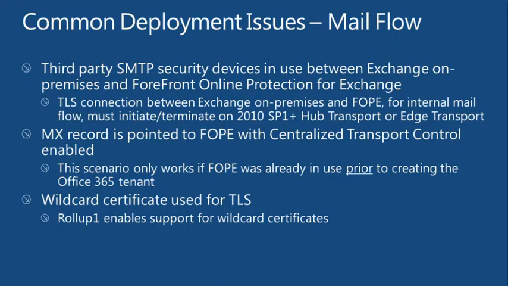And then the MX pointed to FOPI with centralized transport control. You've got to have the FOPI standalone tenant created separately in advance of your Office 365 deployment. And the third point is something that's fixed in Rollup 1. We added support for wildcard certificates for TLS negotiation in Rollup 1 for Service Pack 2.